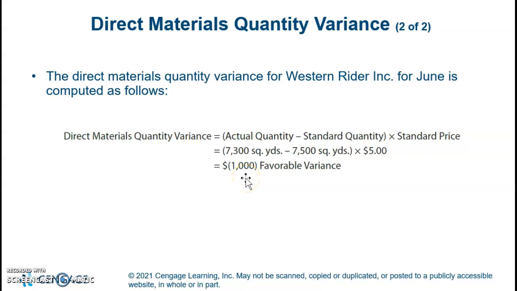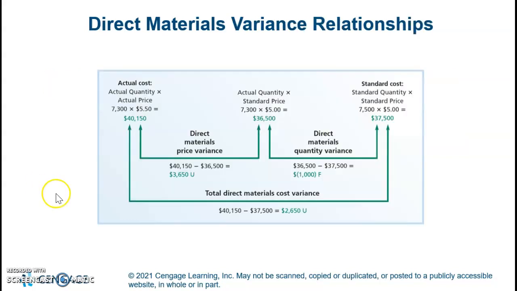So if we want to, we can look at the price variance netted with the quantity variance, and that would equal our total variance. And here's a wonderful graphic of how it works. So on our first slide, we knew that our total direct materials cost variance was equal to $26.50. We just broke down our two variances into a price variance of $36.50 and a quantity variance of $1,000.